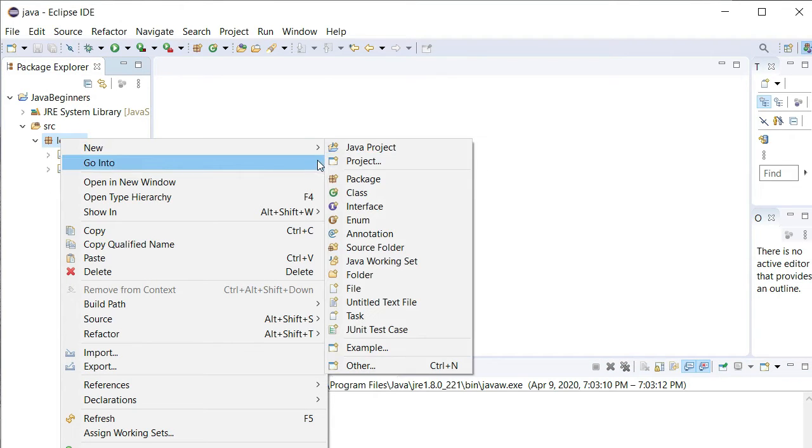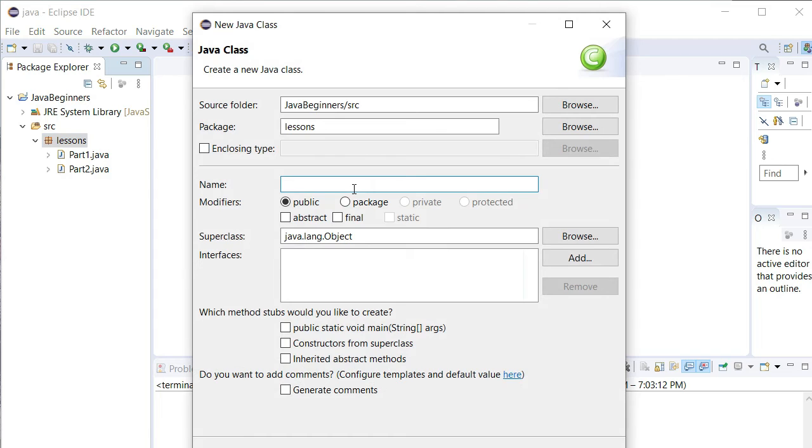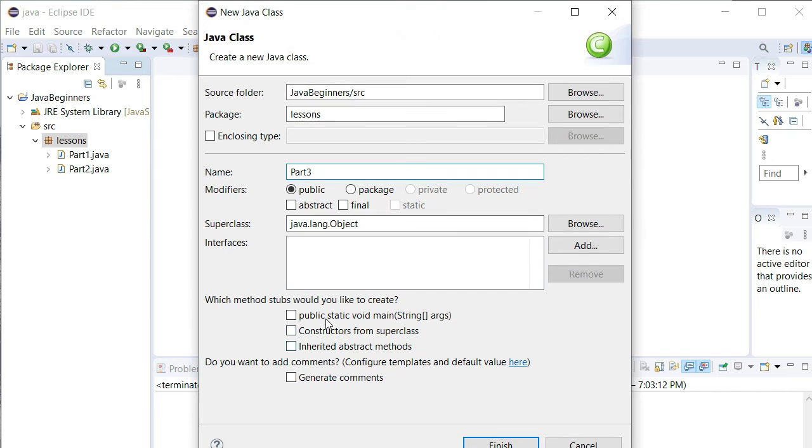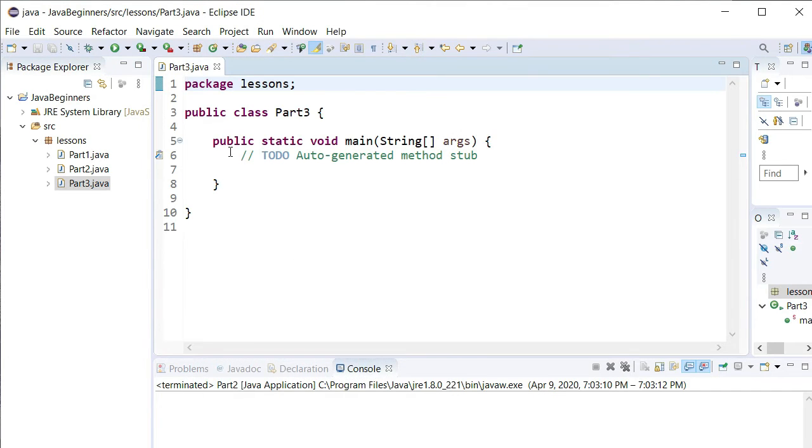Let's say its class name is part 3, and create a main method also, then click finish.